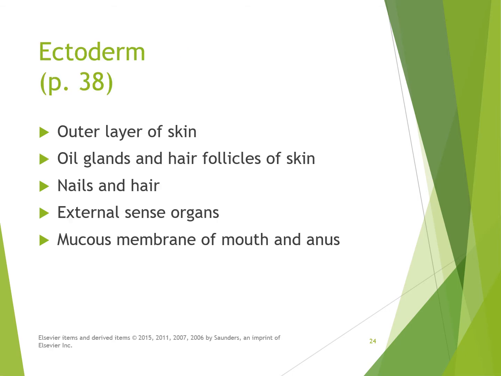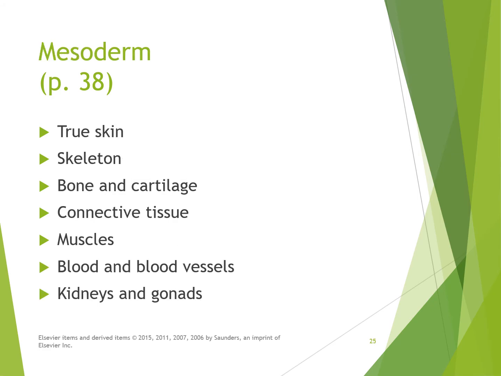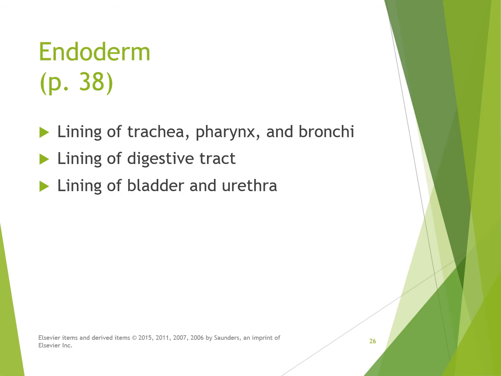Okay, so let's start with the ectoderm. It is the outer layer of the skin, oil glands and hair follicles of the skin, nails and hair, external sense organs, mucous membranes of mouth and anus. Mesoderm: true skin, skeleton, bone and cartilage, connective tissue, muscles, blood and blood vessels, kidneys and gonads. Endoderm: lining of the trachea, pharynx and bronchi, lining of digestive tract, lining of bladder and urethra.